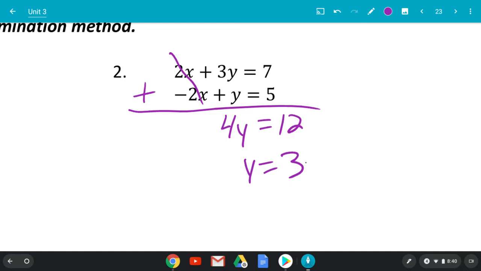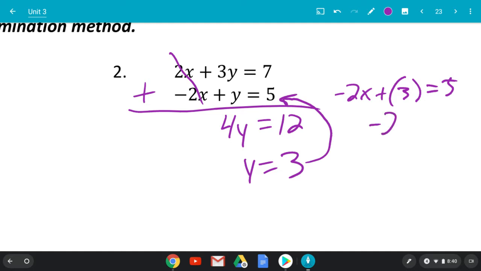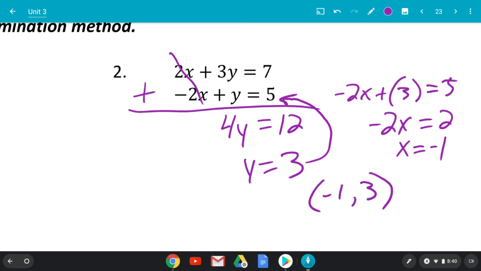Plug it in, plug it in. I'll go right there. Negative 2x plus 3 equals 5. Negative 2x equals 2. x equals negative 1. So my solution is negative 1, 3.